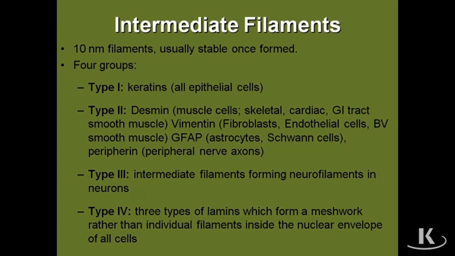Type 3 are intermediate filaments that are found actually forming structural supports in the cell bodies and dendrites of neurons. And type 4 intermediate filaments form lamins that form a meshwork inside the nuclear envelope of all cells. Finally, microtubules. Microtubules are in essence hollow tubes.